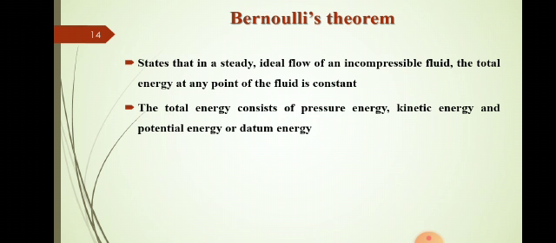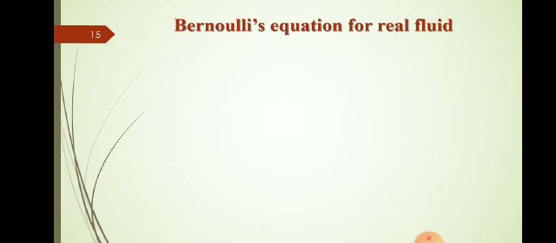So in short, Bernoulli's theorem states that in a steady ideal flow of an incompressible fluid, the total energy at any point of the fluid is a constant. In a nutshell, we can say that what we have derived is this statement. The total energy consists of pressure energy, kinetic energy, and potential energy, or datum energy. Datum energy is another name for potential energy.